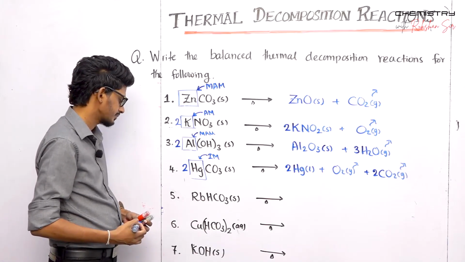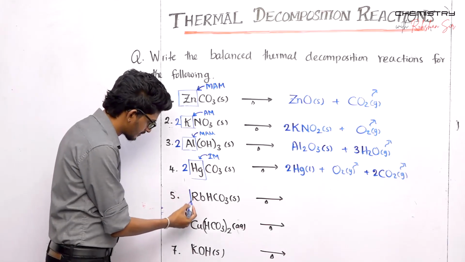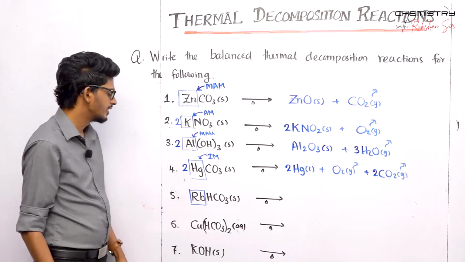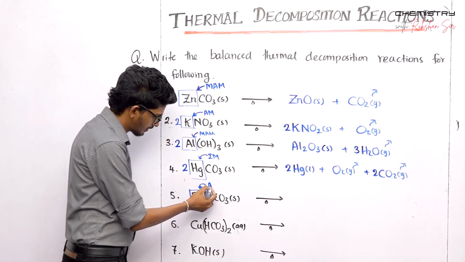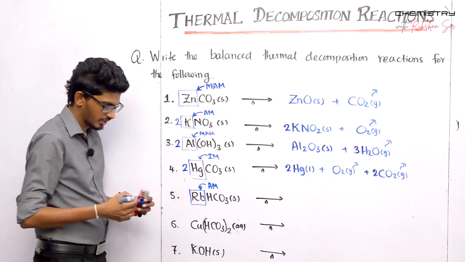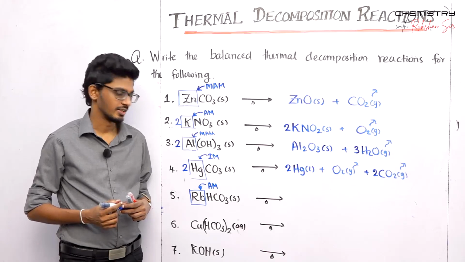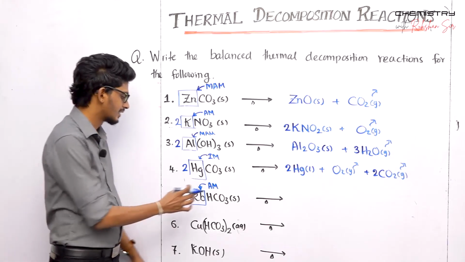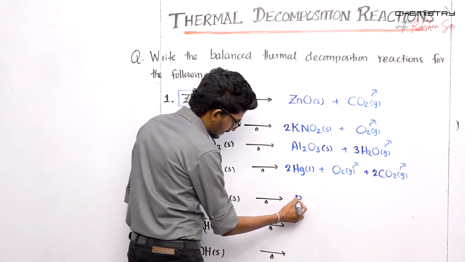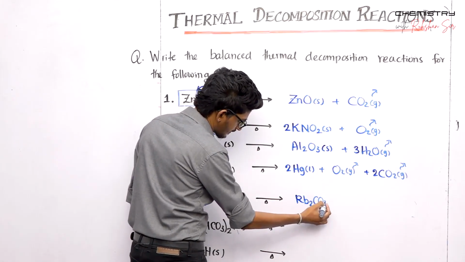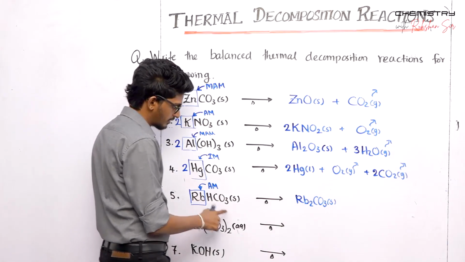Next one. Rubidium bicarbonate, right? So rubidium, where does it stand? Rubidium comes under active metals. Under active 4, rubidium is there: sodium, potassium, rubidium and cesium. Those are the 4 that belong to the active category, right? Active metal bicarbonate decomposition. It will give you the carbonate, H2O and CO2.